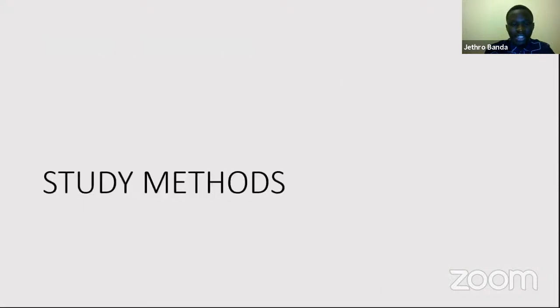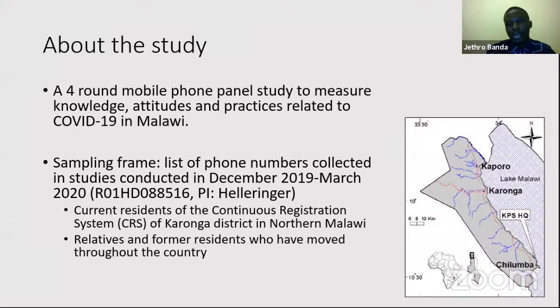Now, about the study itself, we are conducting a four-round mobile panel study through which we want to measure knowledge, attitudes, and practices that relate to COVID-19. We had a sampling frame, which contained a list of phone numbers collected from pre-COVID-19 surveys that were described by Stefan. In those lists, we had three types of respondents: current residents in the Karonga continuous registration system, their siblings who may or may not have moved outside the CRS, and former residents of the CRS who are spread throughout Malawi.